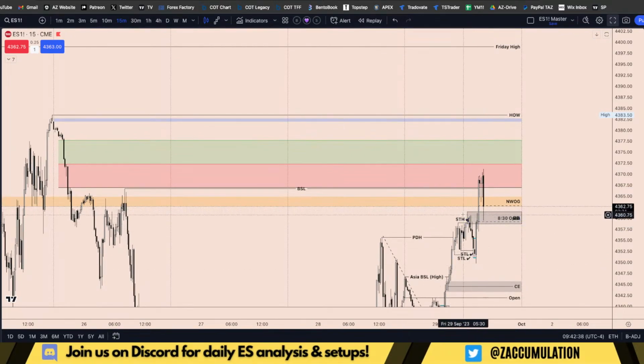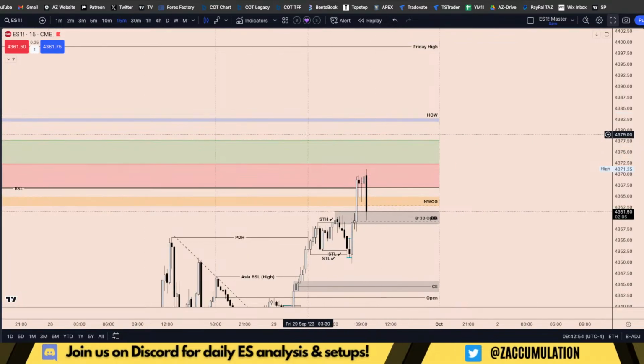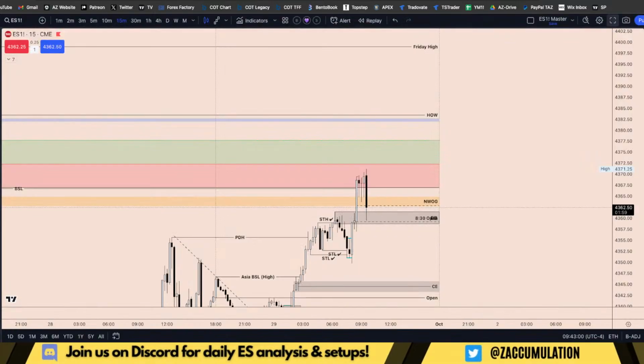We could frame an easy long off this breaker block to continue higher, paired with the new week opening gap. And we could frame an easy short from this bearish 1 hour fair value gap after sweeping buy side with a lower time frame market structure shift. That's conflicting. And that's usually when you end up losing. So if you are aware of that, it might be better not to participate.